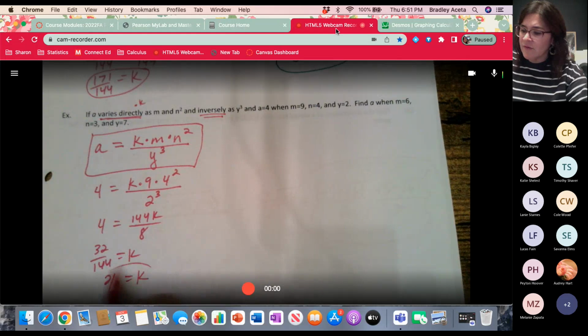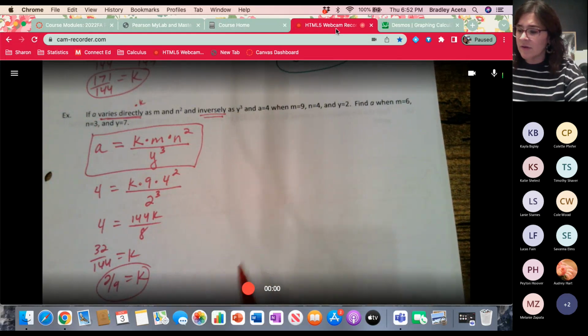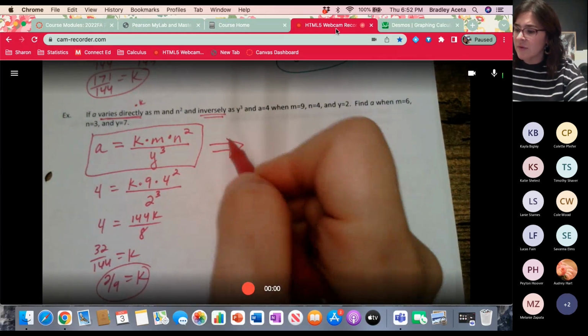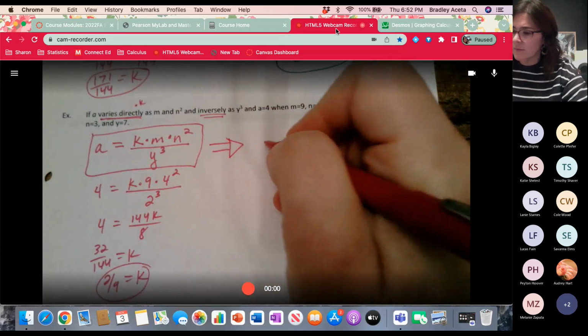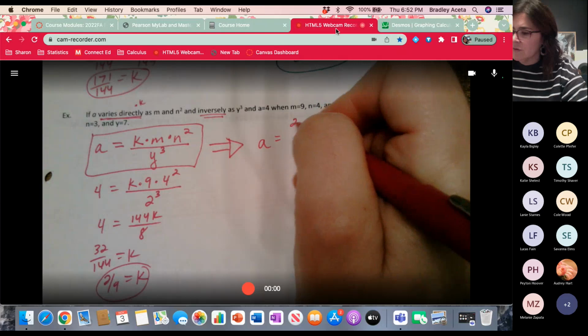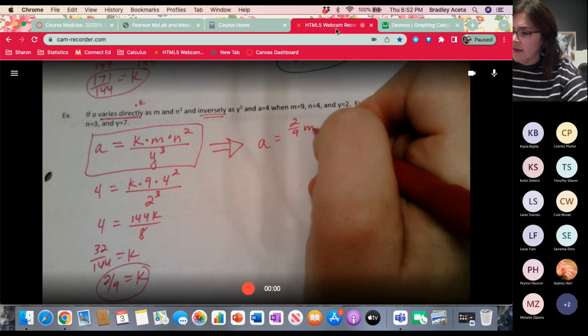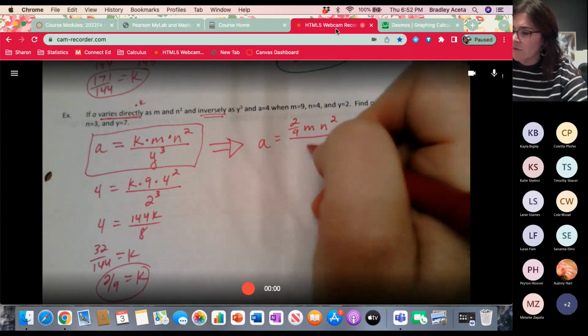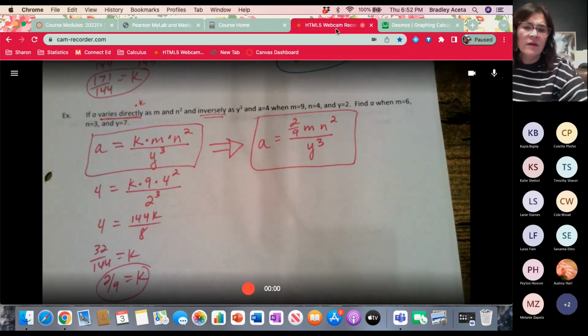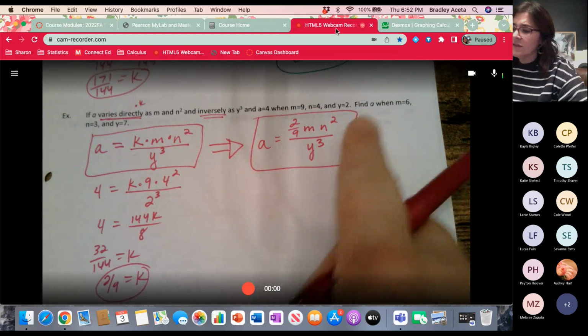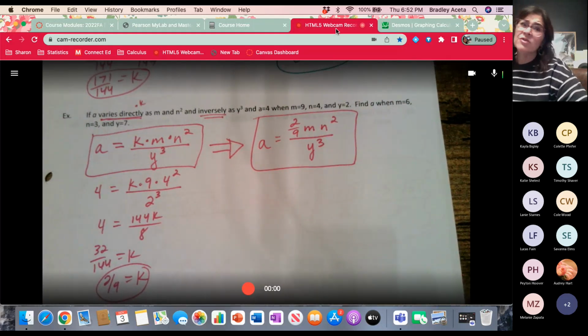Okay, so now that you solve for K, look what I just did above there. Rewrite this top equation with that K substituted in. So 2/9 mn squared over y cubed. That is now your new formula, and you're going to solve for the second half. So it's kind of like two problems in one.